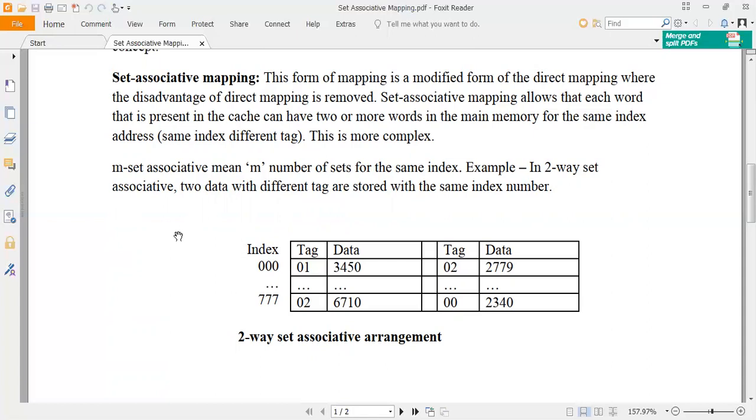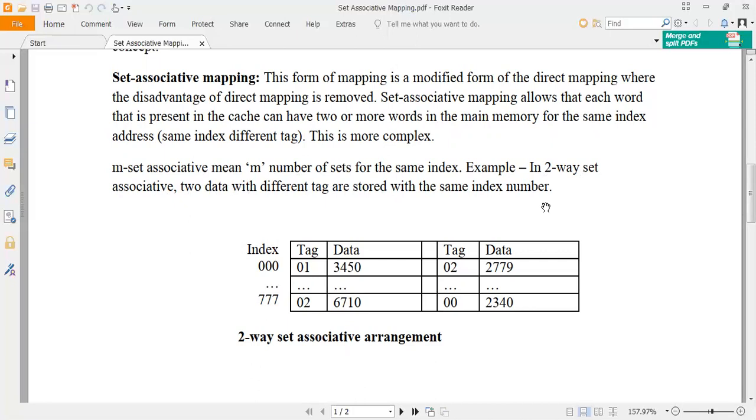This is an example of two-way set associative. Two-way set associative means there are two sets. What do you mean by two sets? It means each index can store two data items with different tags. The index remains the same for the two data items, and the two data items are distinguished by different tags. See, in two-way set associative, two data items with different tags are stored with the same index number.